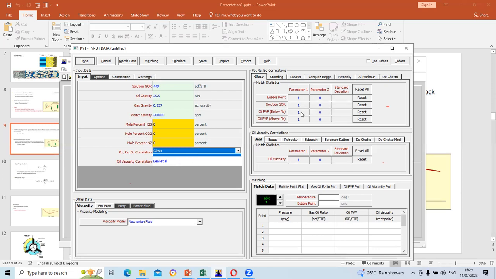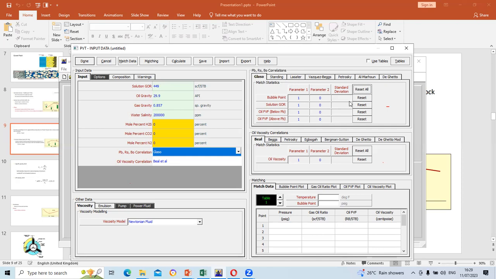If you look at all of these correlations here, you realize that we have, for oil formation volume factor and RS, Glaso. These are the parameters here. We have parameter 1 and parameter 2. We have the standard deviation. We have the Standing correlation. The best correlation is the one with parameter 1 that is closer to 1, parameter 2 that is closer to 0, and then the lowest standard deviation.